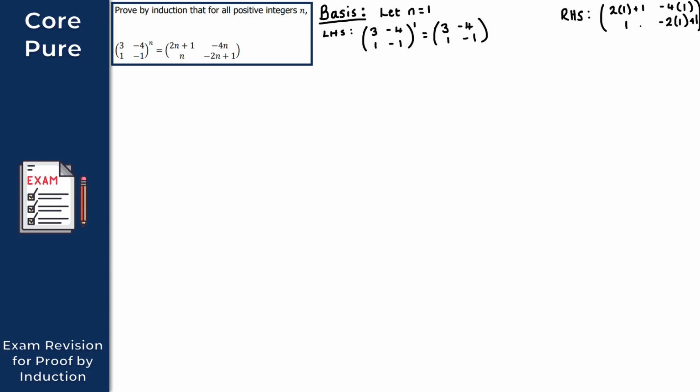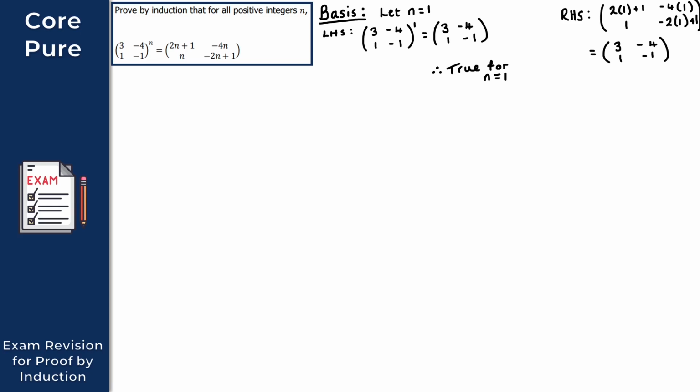So if we simplify this matrix here, then what do we get? Well, we get 2 lots of 1 plus 1, so that's 3. Minus 4 lots of 1 is minus 4. 1. And then finally here, minus 2 lots of 1 plus 1 gives us minus 1 there. Okay. In that case, then we get the same here on the left-hand side and the right-hand side. So therefore, this is true then. Therefore, true for n equals 1 here. Okay. So that's the basis step complete there.